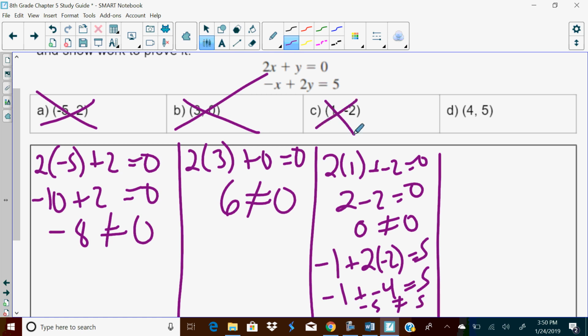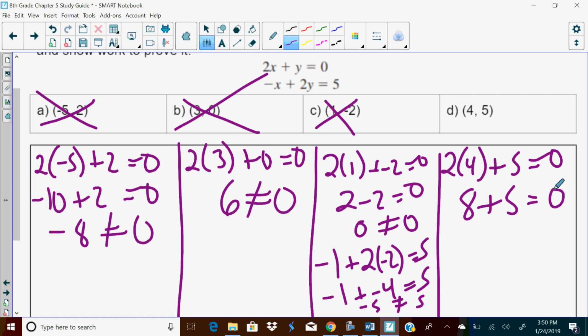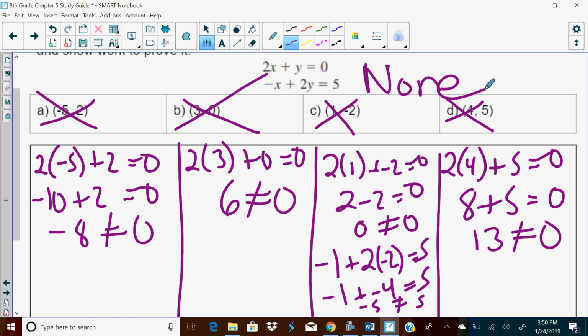So D, I'm going to plug in 4, 5. So 2 times 4 plus 5 equals 0. So I'm going to be at 8 plus 5, which is 13, not equal to 0. So this one doesn't work either. So the answer is actually none. So none of them are correct.